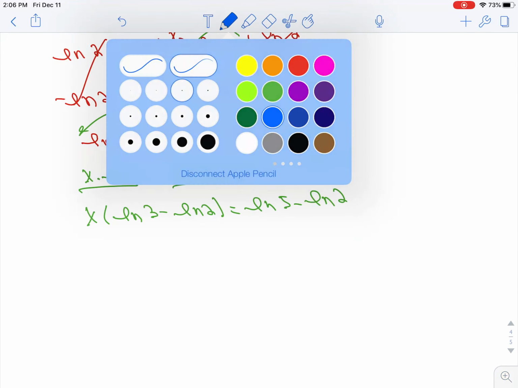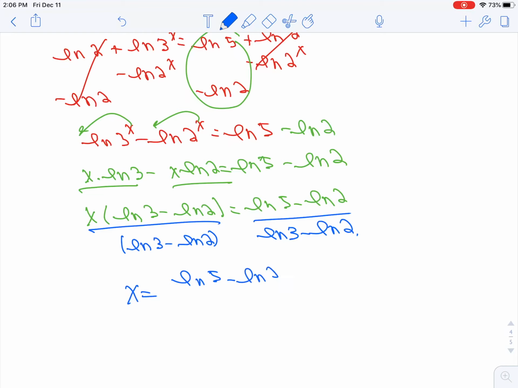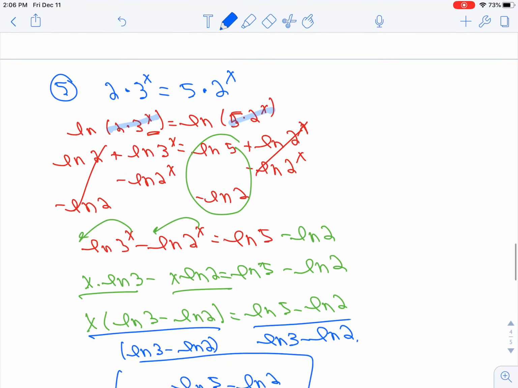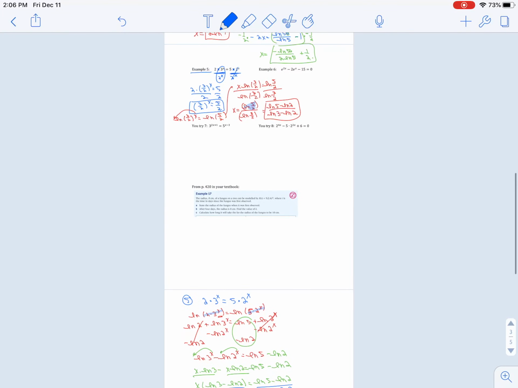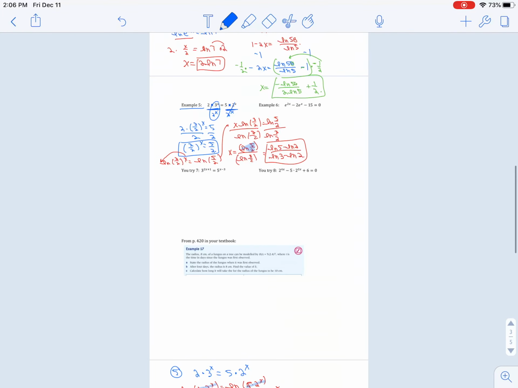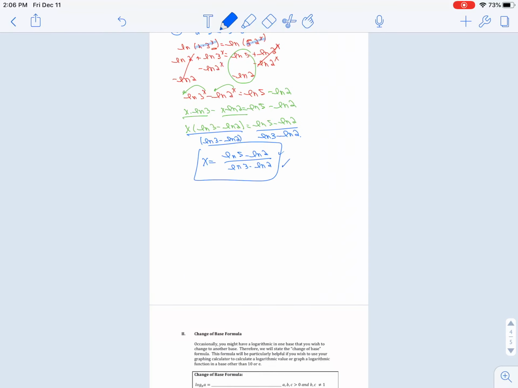Then I can divide both sides by this entire quantity, ln 3 minus ln 2. And I end up with x is equal to ln 5 minus ln 2 divided by ln 3 minus ln 2. Right, and you'll notice that that's the same as what we got here. So ln 5 minus ln 2 in the top, and then ln 3 minus ln 2 in the denominator. So check, it works both ways.